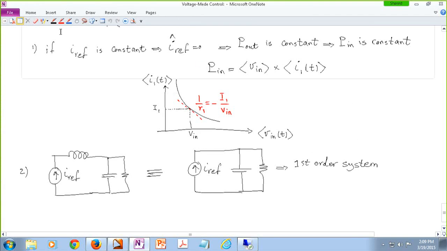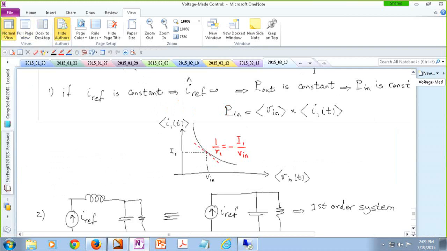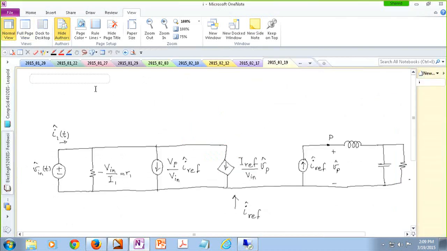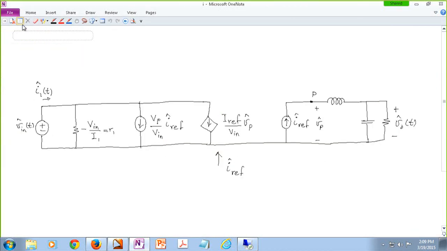Let's go back to our small signal modeling effort. So we ended up with this, and we can actually further simplify it or make it closer to a canonical model. That's what I'm going to do now. So I'm going to play around with some of these parameters.